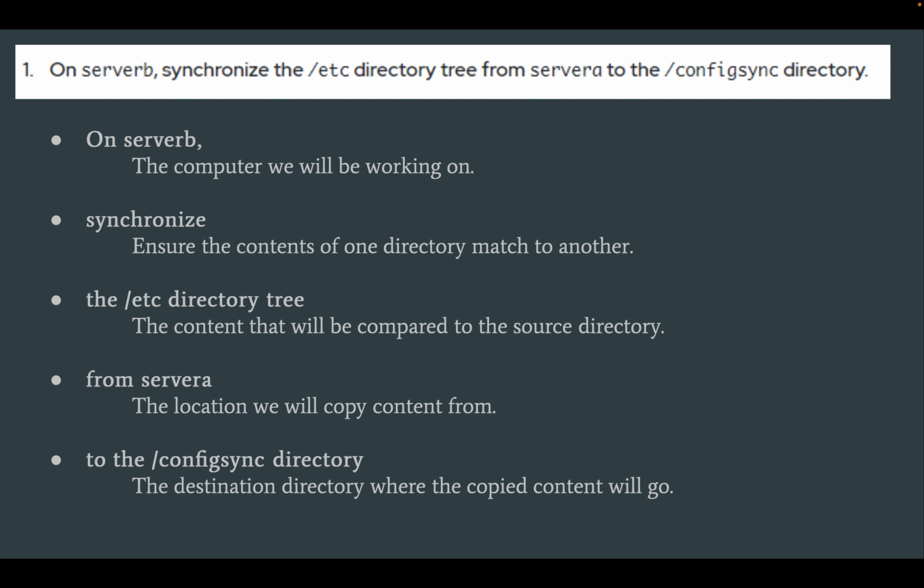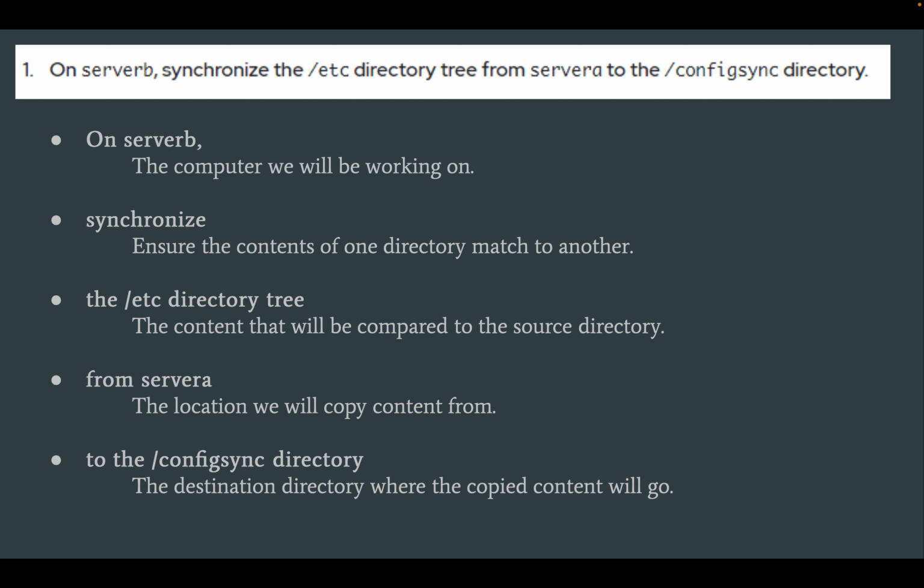So we're going to go step by step through Lab 4 and go through their steps. Number one was: on server B, synchronize the /etc directory tree from server A to the /configsync directory. Now, what does this mean? We're going to break it down.